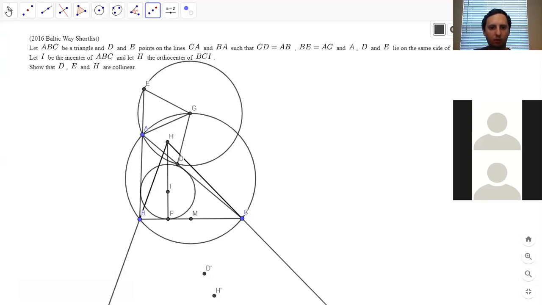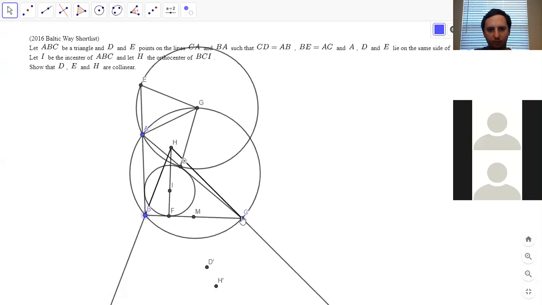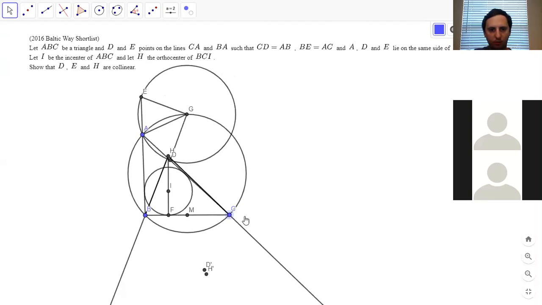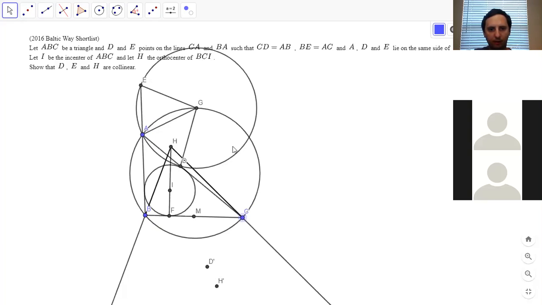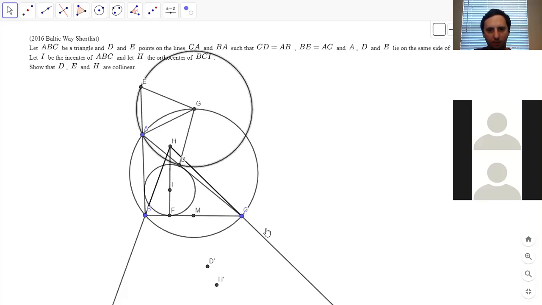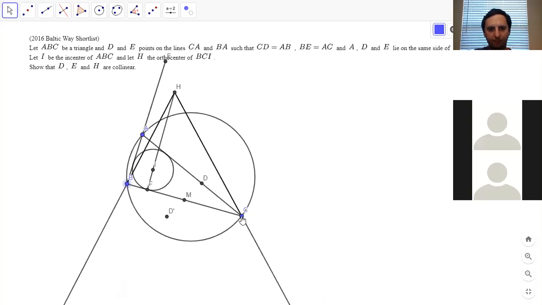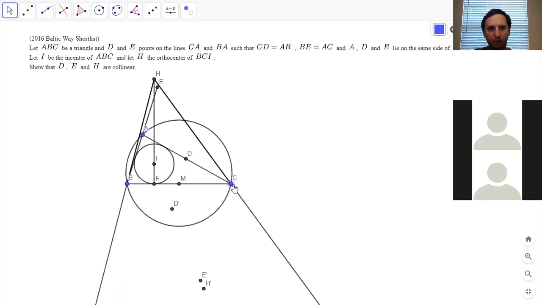Okay. So do we need point G for this proof? Actually, no. Okay. I'm going to delete it for now. All right, so we want to reflect E over M. Oh, I already did. It was just far away. Okay.